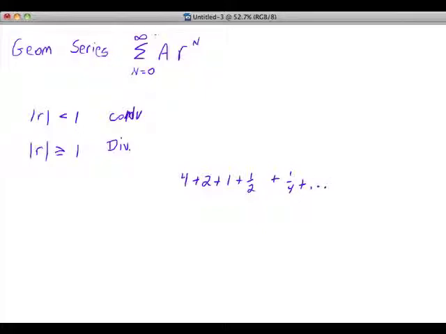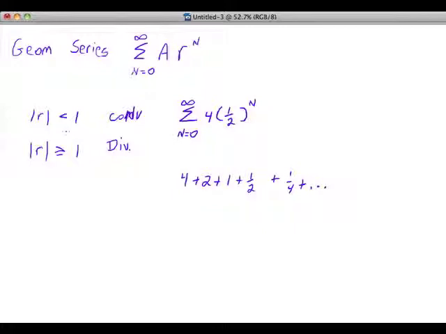Now when you rewrite this, a is usually the first term. So if you'll notice, the first term in this particular series which we created is 4, and that's what the a is, times some ratio to the n power. Now the ratio is any term divided by the previous term. In this case, if you took 2 and divided by 4, it would give you 2/4 or 1/2.